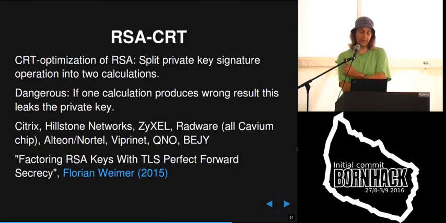Then there was a very interesting paper by Florian Weimer. If you're doing an RSA signature, what you usually do is split the calculation up into two smaller calculations, because RSA operates with the product of two primes, and if you know the two primes, you can do this faster by splitting it up. But there's a problem with that: if one of these calculations produces a wrong result, then by seeing the signature, you can calculate the private key. Therefore, if there's any hardware flaw or software bug that occasionally produces wrong results, this may leak a private key.